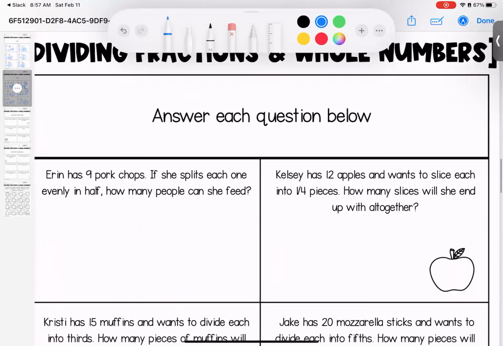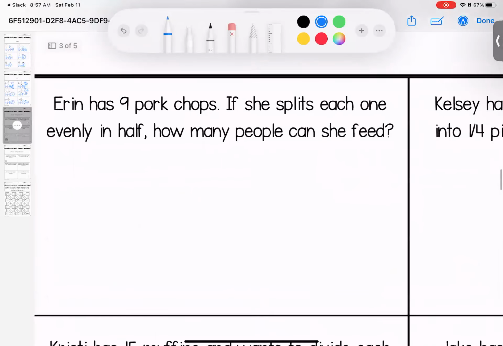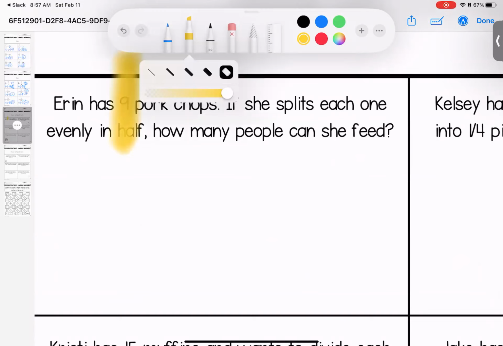All right, sweet faces, let's jump into the land of word problems. Remember, what are they asking me to do? What numbers are they giving me to use? So let's pop on our highlighter here and check it out. So it says that Erin has 9 pork chops. Whoa, that is really big. Let's do a whole lot less. There we go.